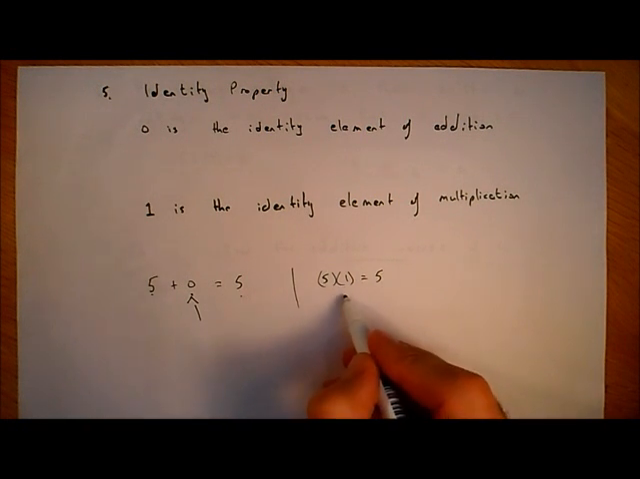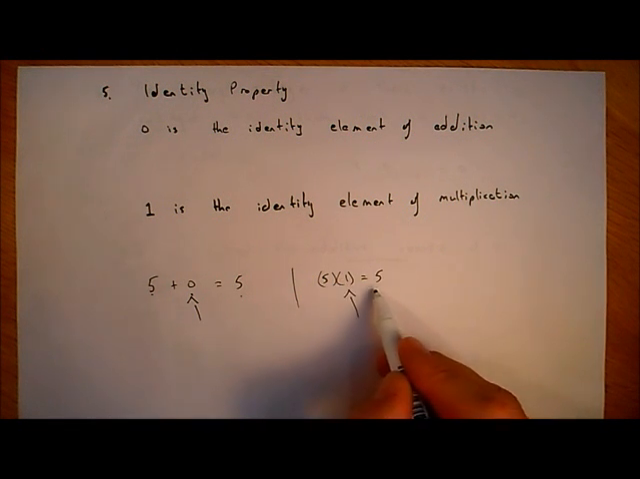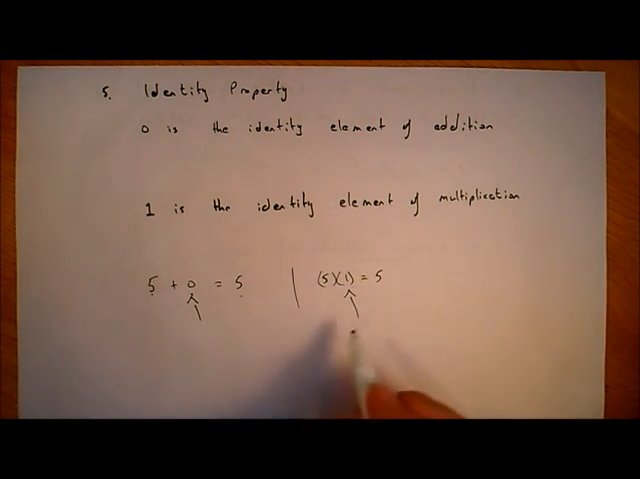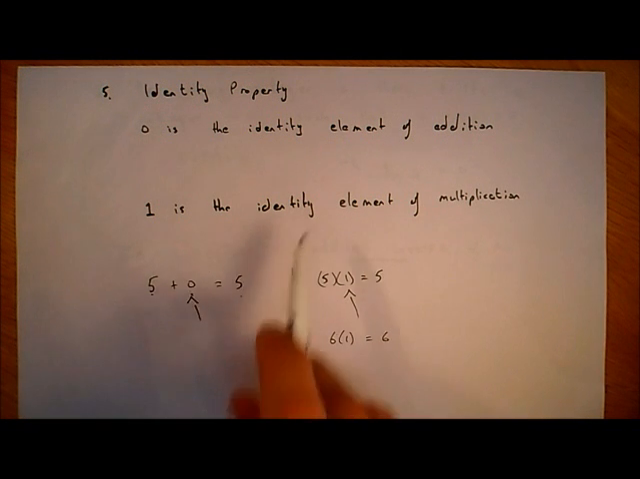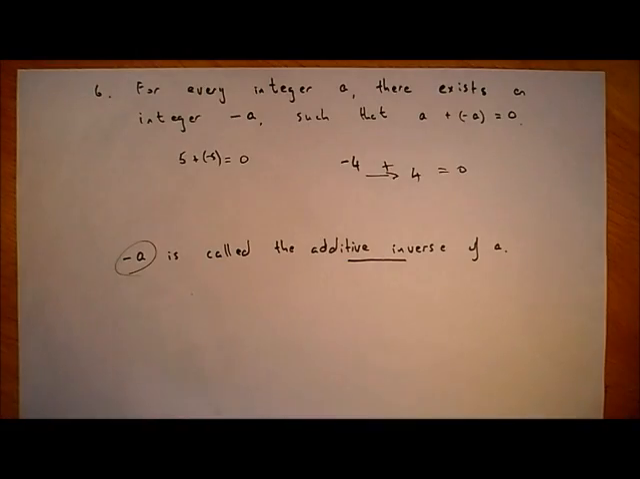1 is the identity element of multiplication, because if I multiply any integer by 1, I won't change the integer, I'll still be left with the integer. So 5 times 1 gives me 5. 6 times 1 will give me 6. So that's called the identity property, and 0 is the identity element of addition and 1 is the identity element of multiplication.